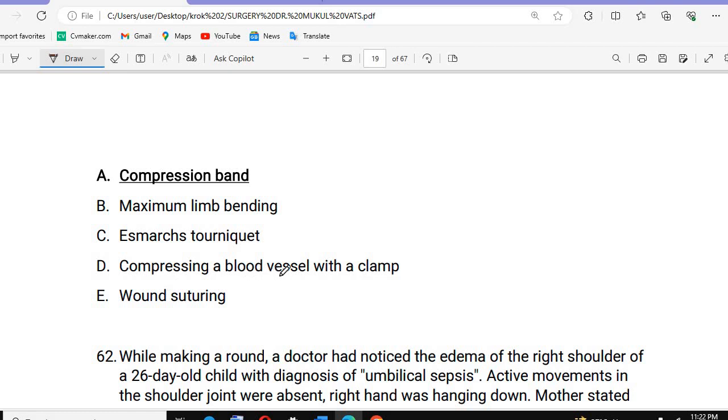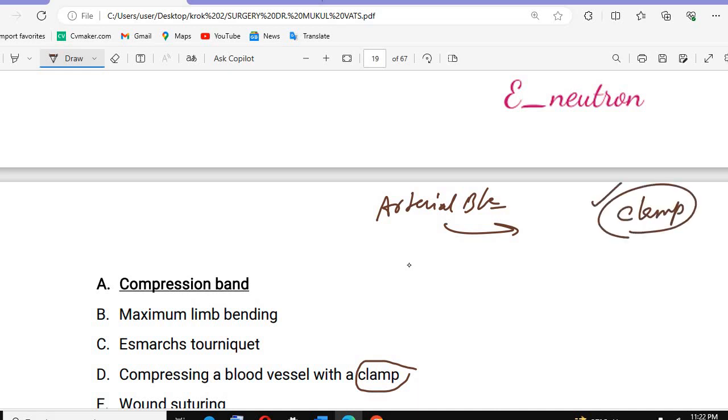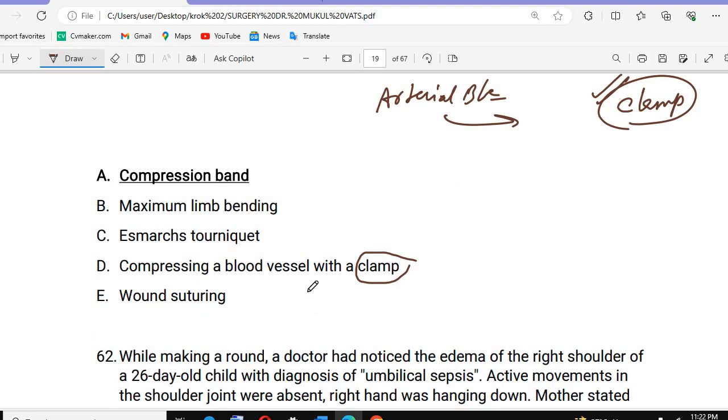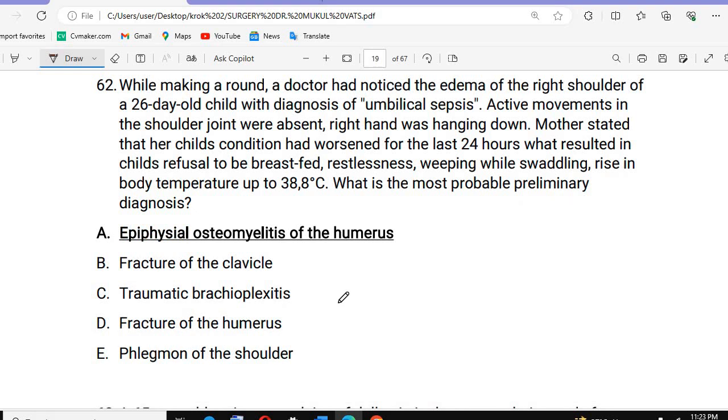See the option, compressing a blood vessel with a clamp. There is a patient with arterial bleeding, okay? The patient has already lost blood before, and now you are going to search for the clamp. Would you like to search for the clamp, or you just compress that? So what will you do? Compress, directly compress. Whatever you think, you have to compress that.